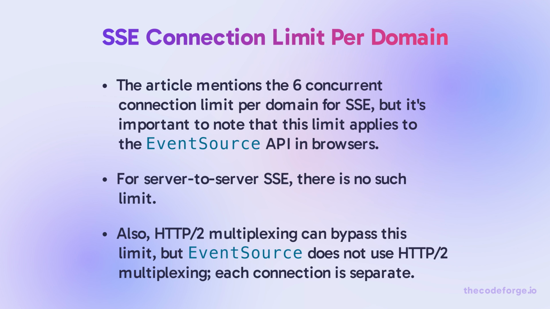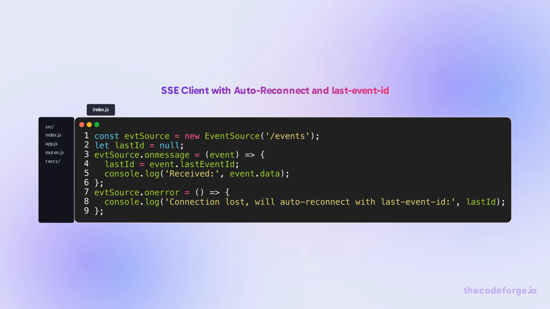The article mentions the 6 concurrent connection limit per domain for SSE, but it's important to note that this limit applies to the EventSource API in browsers. For server-to-server SSE, there is no such limit. Also, HTTP/2 multiplexing can bypass this limit, but EventSource does not use HTTP/2 multiplexing. Each connection is separate.